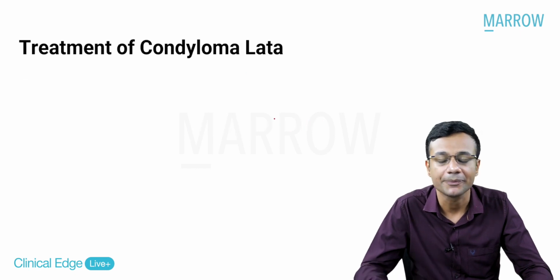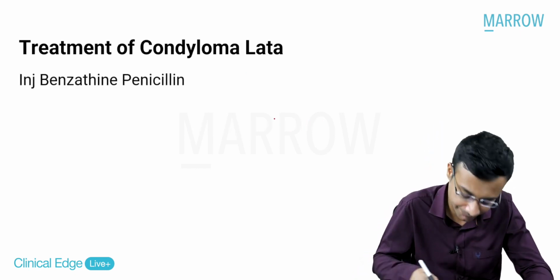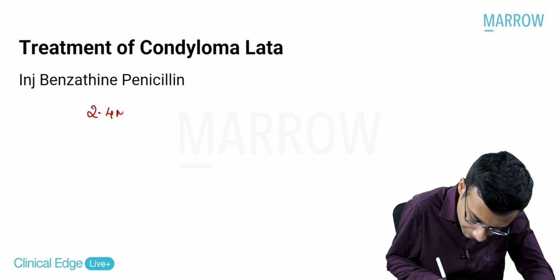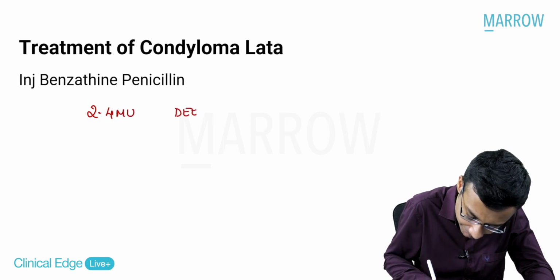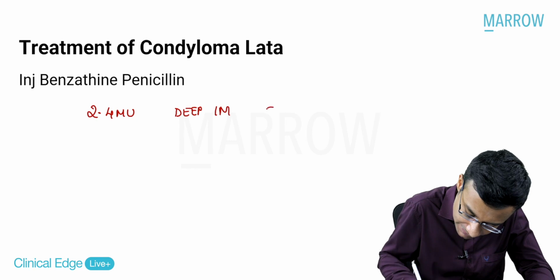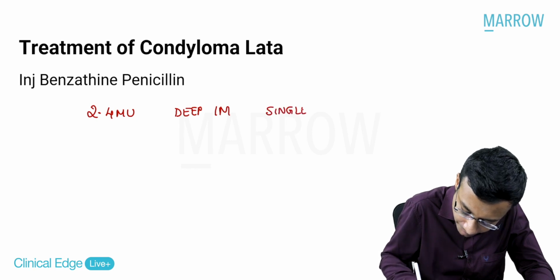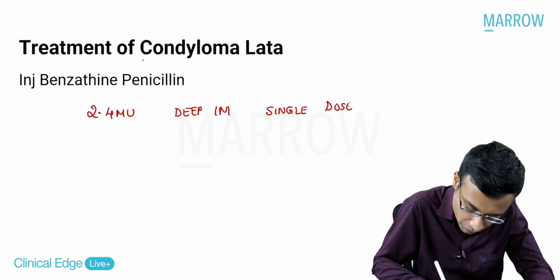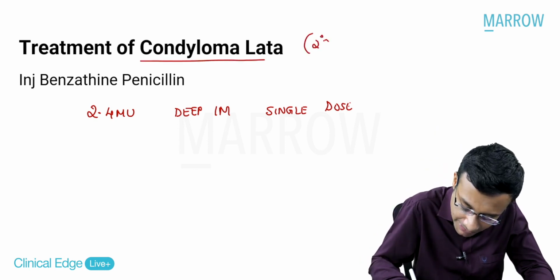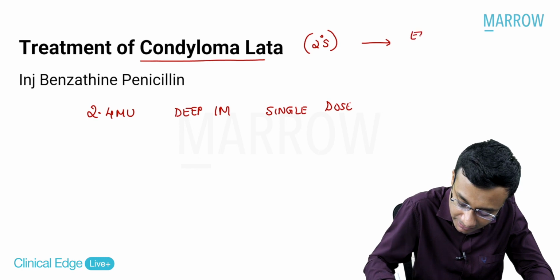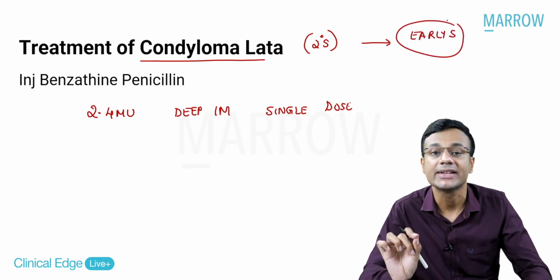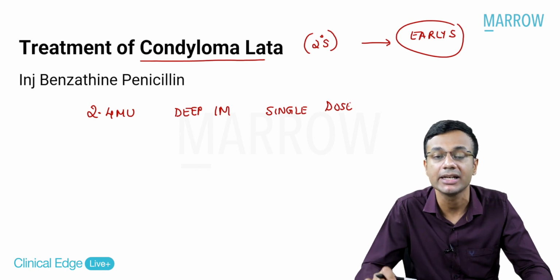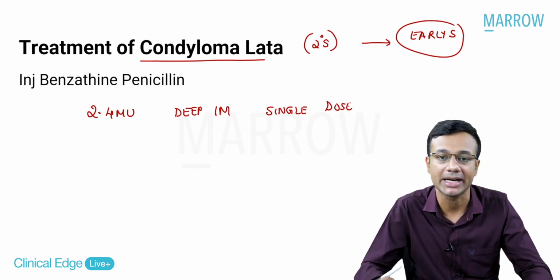Whereas for condyloma lata, I want to give injection benzathine penicillin 2.4 million units, deep IM, single dose. Now the question is, why should I give only a single dose? Please remember, students, condyloma lata is secondary syphilis and secondary syphilis is classified as early syphilis. In early syphilis, all that we have to do is give a single dose of injection benzathine penicillin, 2.4 million units, deep IM, after a test dose, single dose.